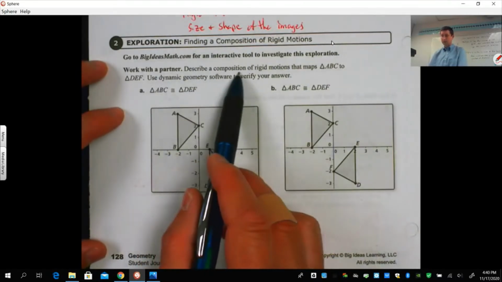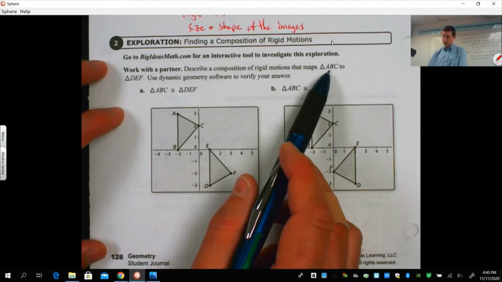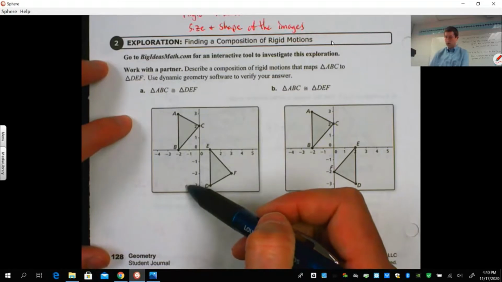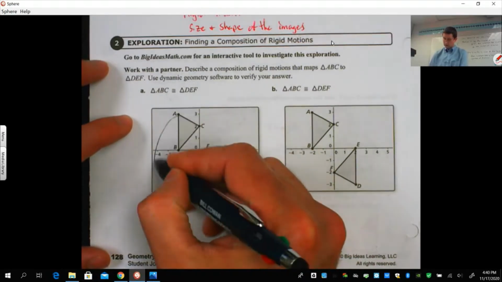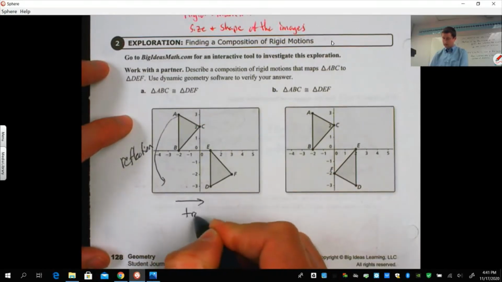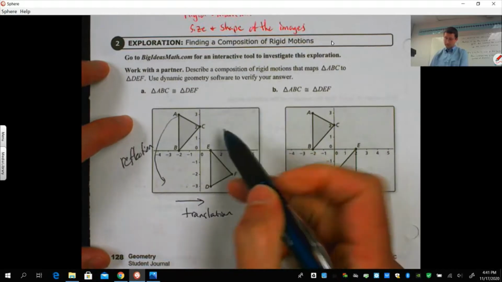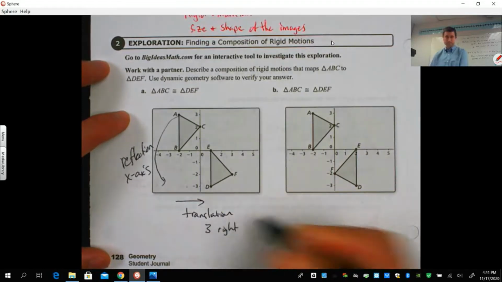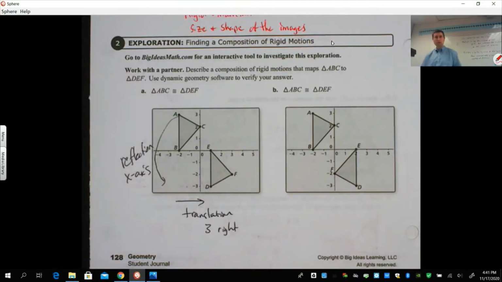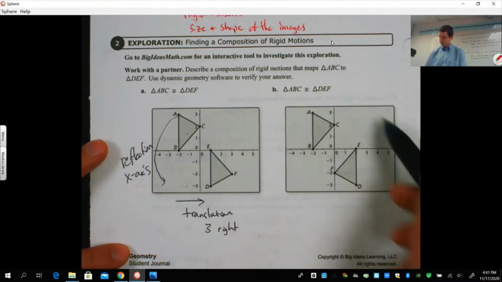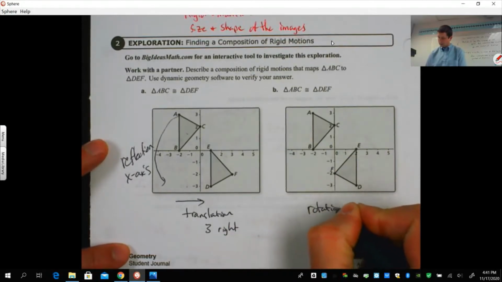They say describe a composition of rigid motions that maps triangle ABC to triangle DEF. That would prove that these are congruent triangles when you can do that. So this could be a reflection and then a translation. We could reflect it over the x-axis, and then translate it 3 right. That would be a description of how we can prove these are congruent figures: we can say, hey, these are rigid motions that take one object to the other. This looks like it could be a 180-degree rotation.